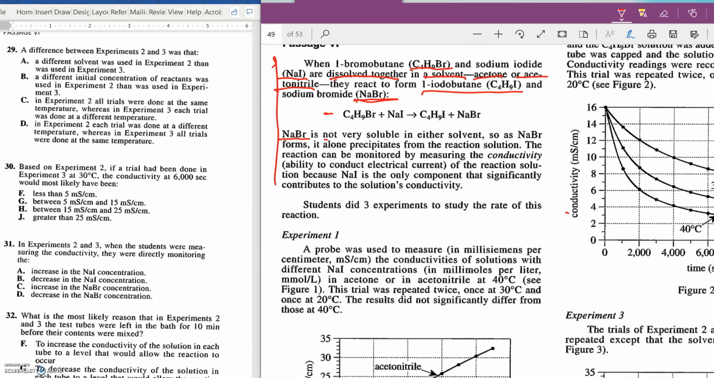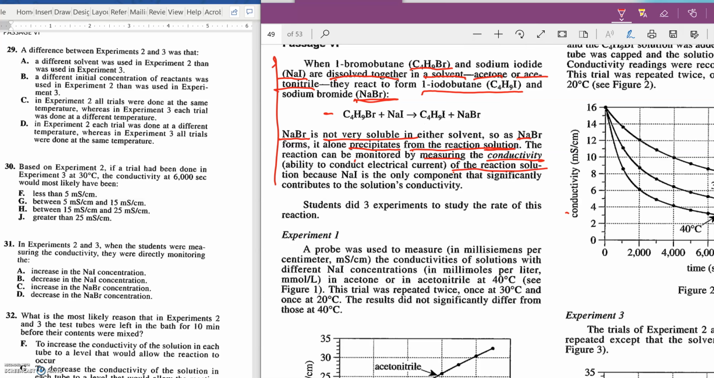Sodium bromide is not very soluble, so as it forms, it alone precipitates, that's a scientific term for it forms a solid from the reaction solution. The reaction can be monitored by measuring the conductivity. Okay, so that's how they measure the precipitation of the sodium bromide. Got it.